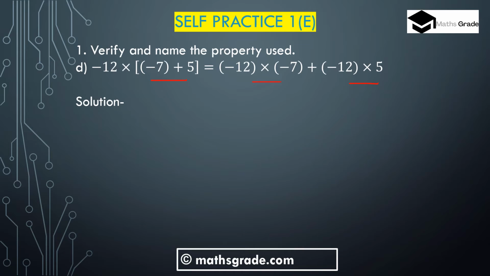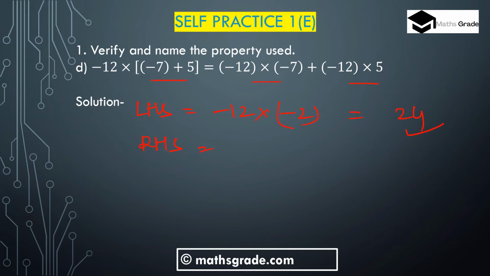So first, on the left hand side, we have to check whether the left hand side is equal to the right hand side or not, and name the property used. Minus 7 plus 5 is minus 2. Minus 12 multiplied by minus 2: 12 multiplied by 2 is 24, and minus multiplied by minus is plus. So it is 24. Now the right hand side.